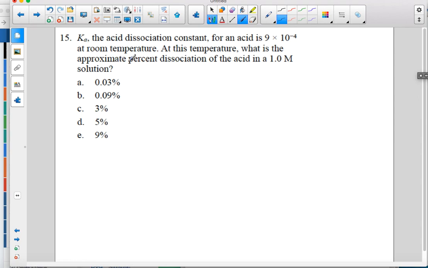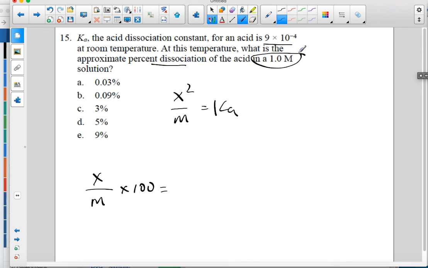15. Ka for this is 9.4 times 10 to the negative fourth. What is the percent dissociation? Well, remember it's another x squared over molarity is equal to Ka. Now when we go to do percent dissociation, it's x over the original molarity times 100. So the first thing we got to do, since we have molarity, is 1.0. I'm going to put it right there. 1.0 is right there. I have that. I need x. So I'm going to solve for x.